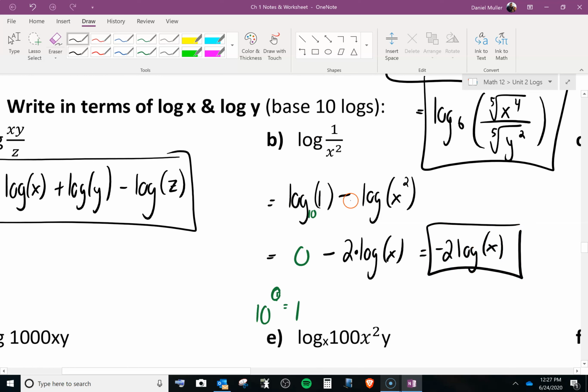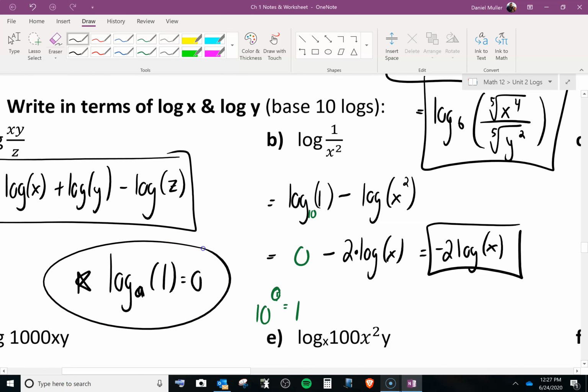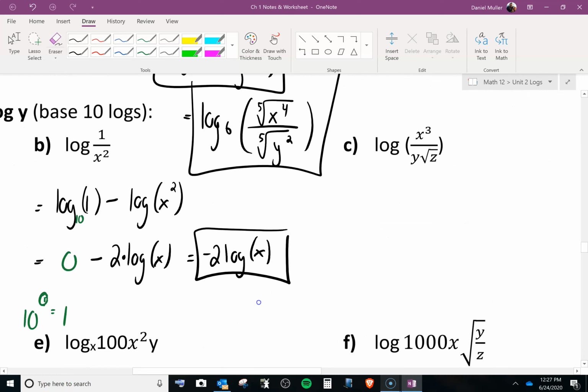So I split this up to a 1 minus x squared. And then at log base, it doesn't even matter. This is a little hint, if you ever wanted to write that down: if a can be any positive number, log of 1 will always be 0. But 10 to the 0 got me 1, so this was just a 0, and this 2 could come down. So let's try C.